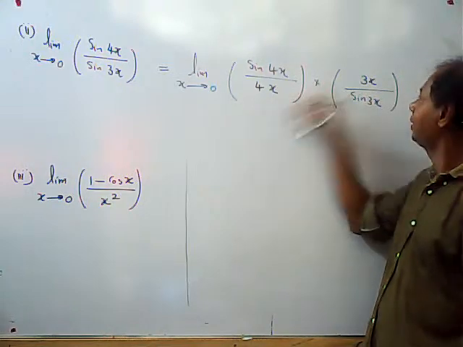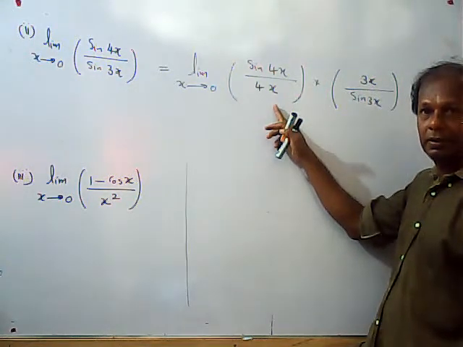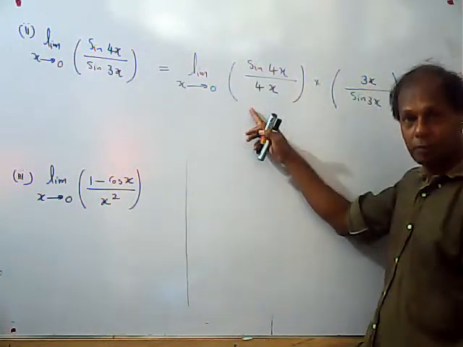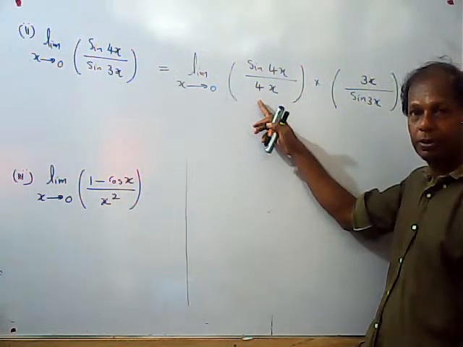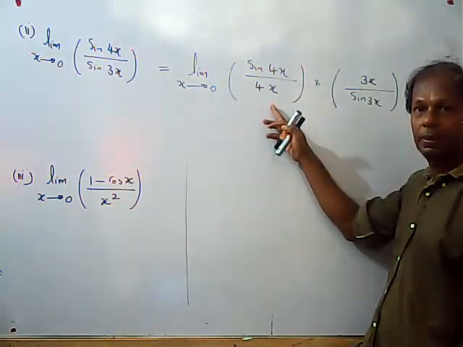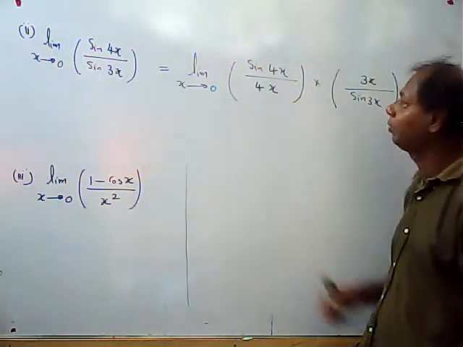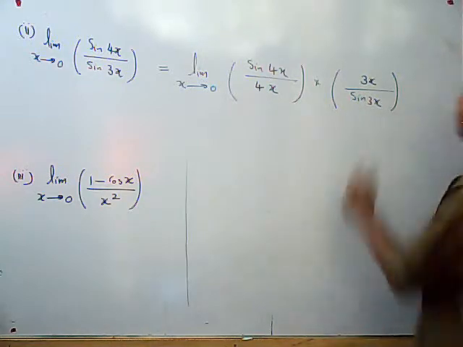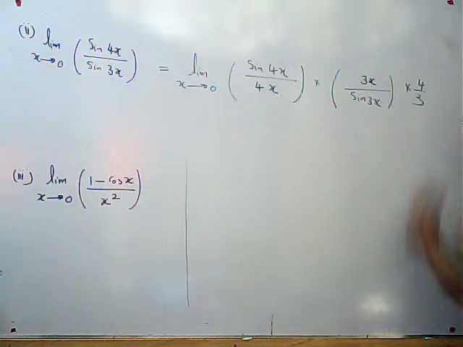It's like 4x and 3x, but the x already gets cancelled here. So you don't have to worry about this x, but 3 over 4 is there. The x in the numerator and this x in the denominator balance each other. So there's no need to pay attention to x, but 3 over 4 is there. To neutralize that, I write 4 over 3.